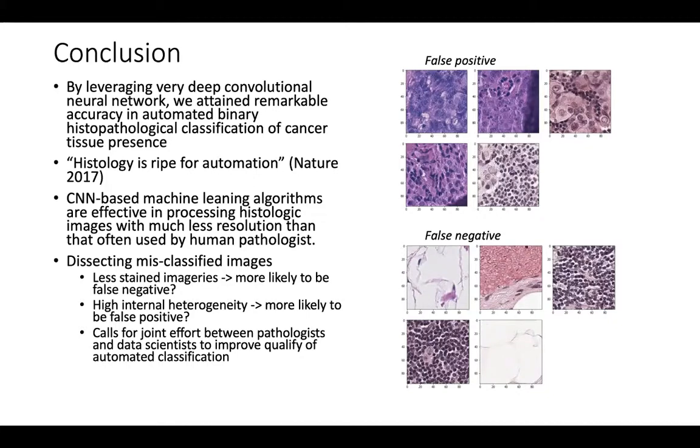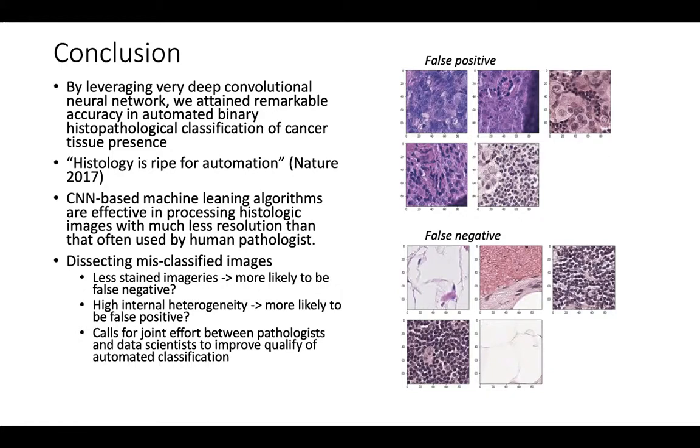So to conclude, by leveraging very deep convolutional neural networks, we were able to attain a remarkably high accuracy in this automated binary histopathological classification of cancer tissue presence. Interestingly, there is actually a communique published in Nature in 2017. The whole article is arguing how histology is ripe for automation. And I believe what we found in this practice has corroborated that claim.